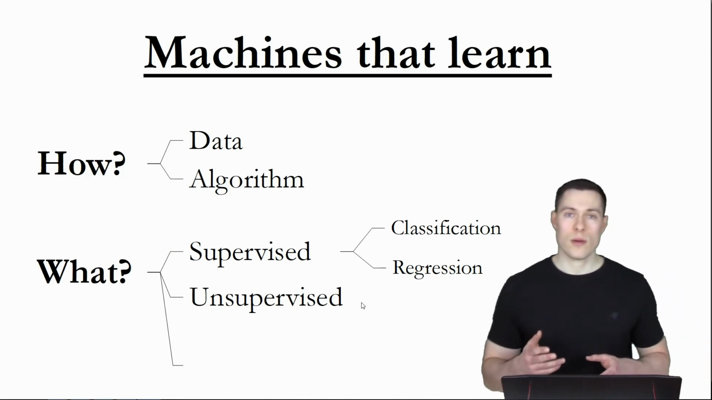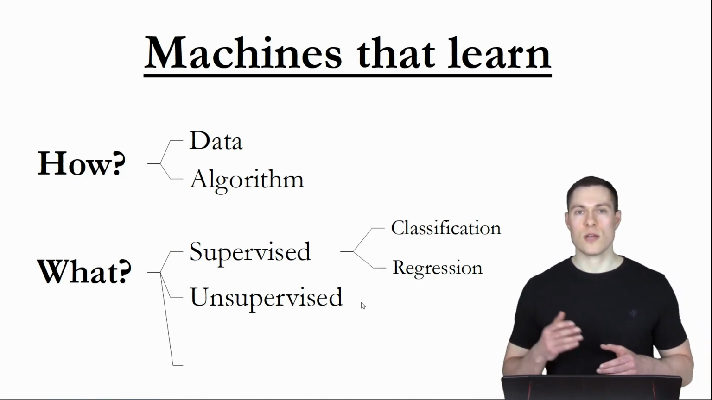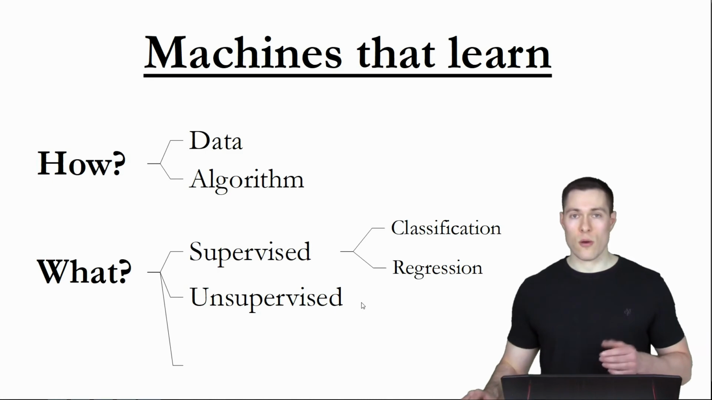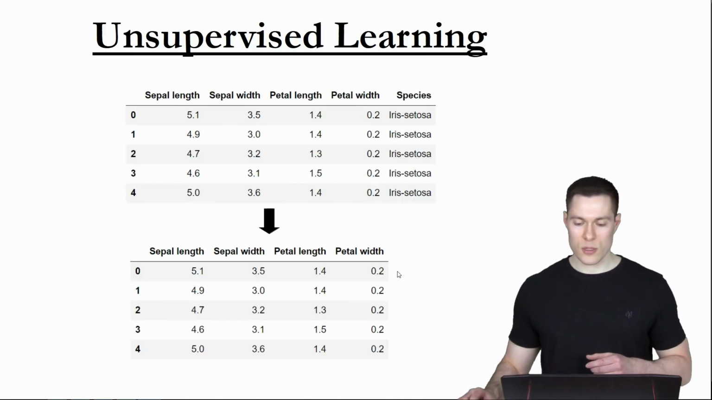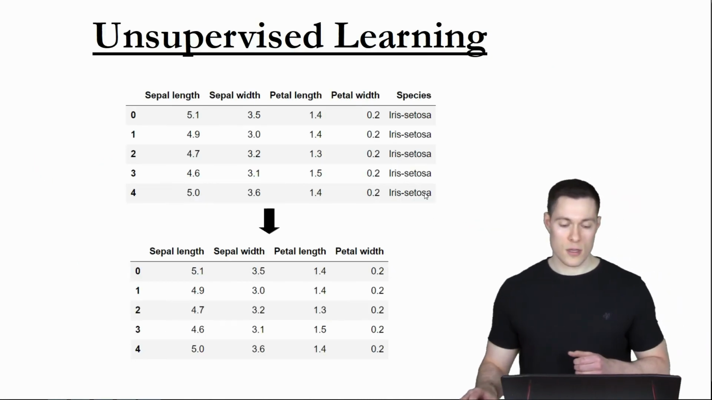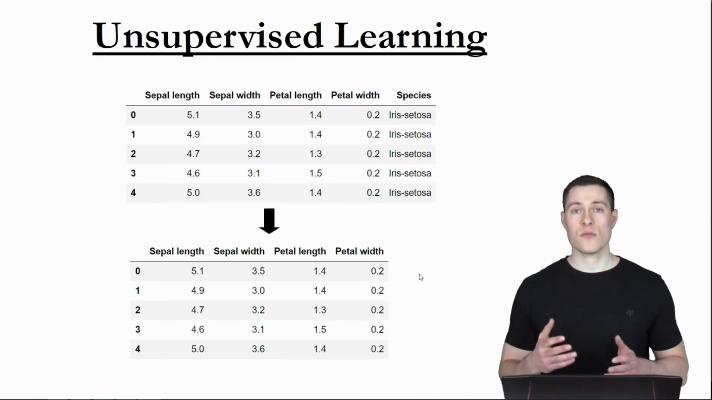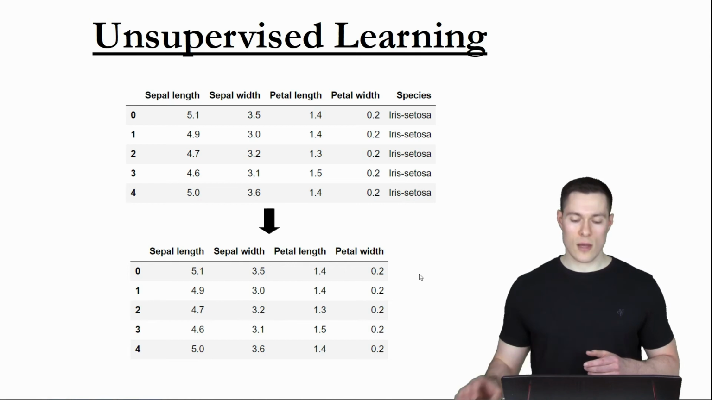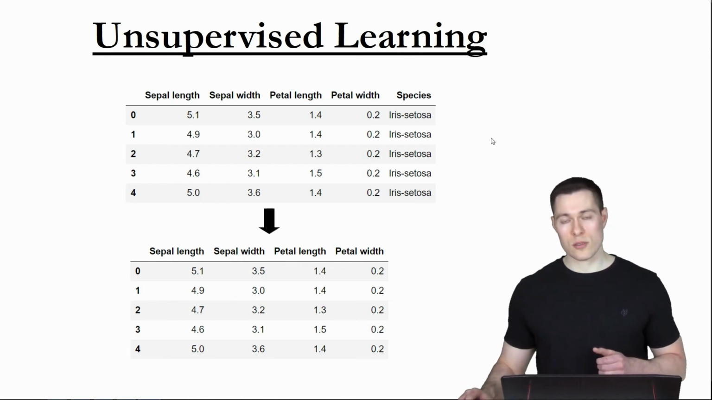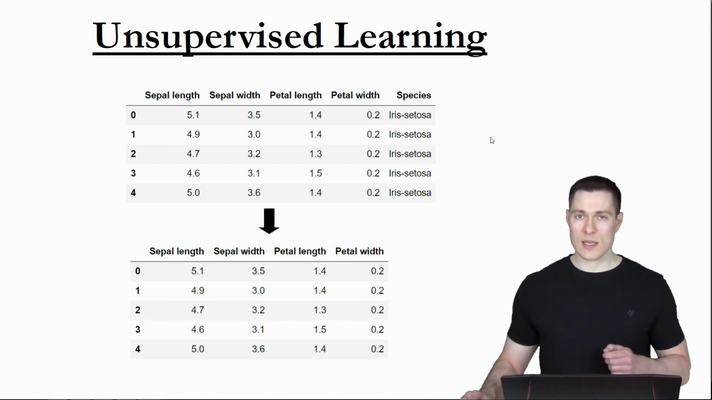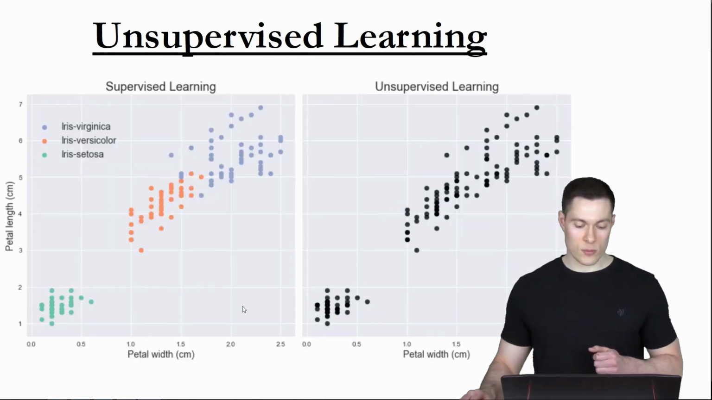And the difference to supervised learning is that here you don't have a label in your data. So in our iris flower example, there would be no species column. Only the sepal length and width and petal length and width would be left. And how this difference affects the goal of unsupervised learning compared to the goal of supervised learning is probably easiest explained by looking at the following diagrams.